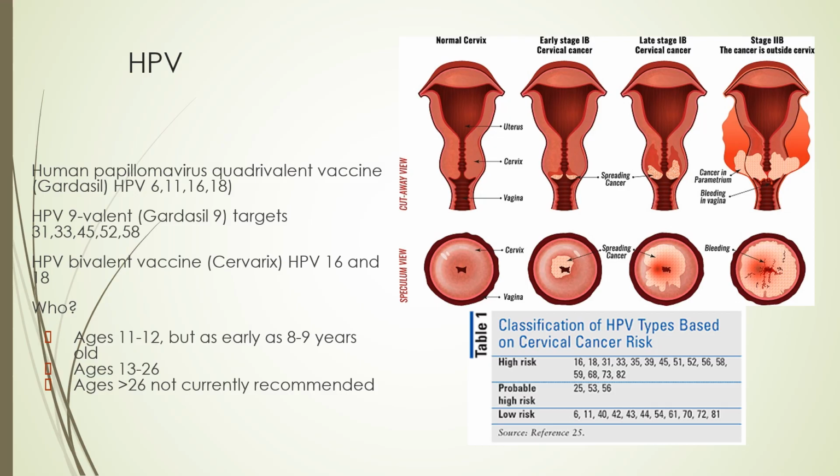The next vaccine we're going to talk about is for HPV, which is the human papillomavirus. In the past, we were giving the Gardasil 4. It covers HPV 6, 11, 16, 18. But in recent years, we've now moved on to Gardasil 9, which covers those 4 in the past, plus 31, 33, 45, 52, and 58, which are other high-risk HPV strains that we're trying to cover.